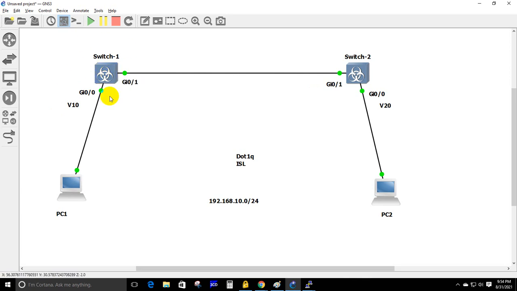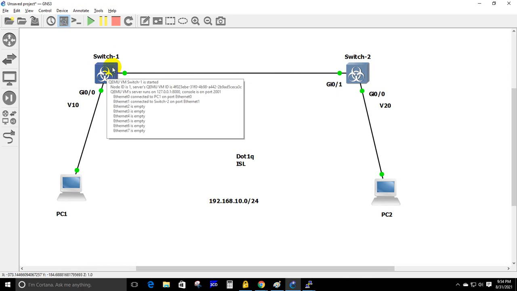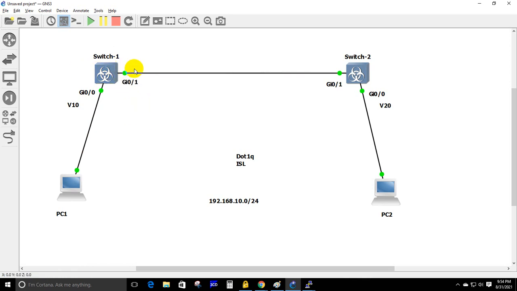In switch 1, after seeing the MAC address table, switch 1 realizes that it has to forward this frame over the trunk link to switch 2. So switch 1 forwards this frame without a tag, because VLAN 10 is the native VLAN in switch 1. Clear?